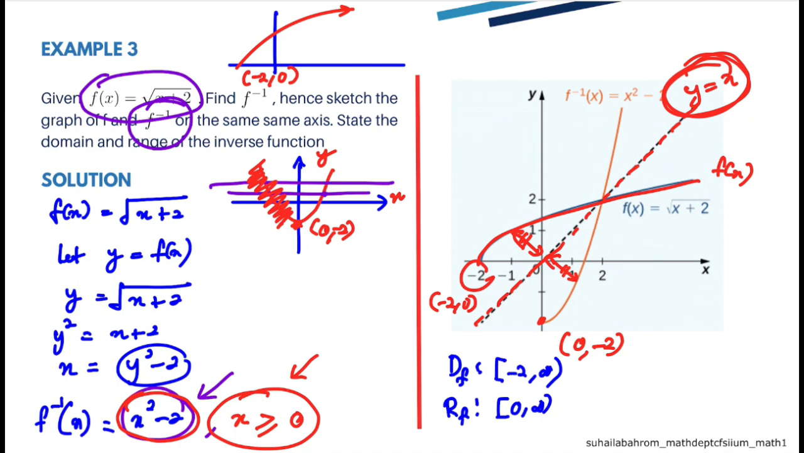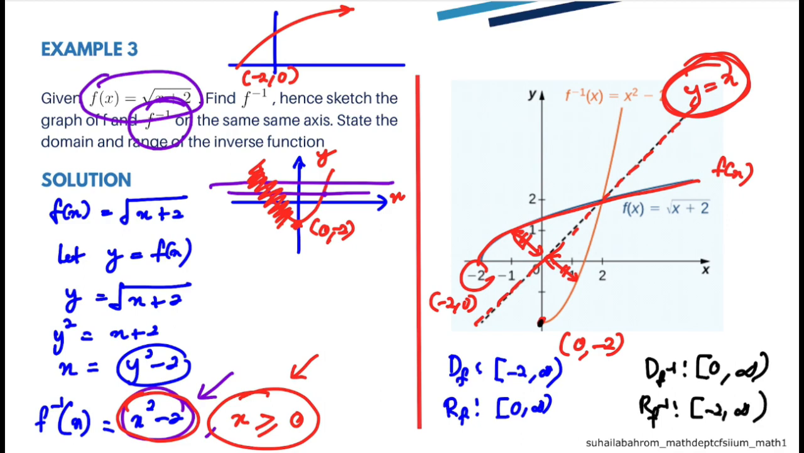When you determine the domain and range for f inverse, this is our graph of f inverse. The domain of the function f inverse starts from the coordinate (0, negative 2). Therefore, our domain starts from x values of 0 until infinity. And how about the range? The range starts from the y values of negative 2, so it should be negative 2 until infinity.